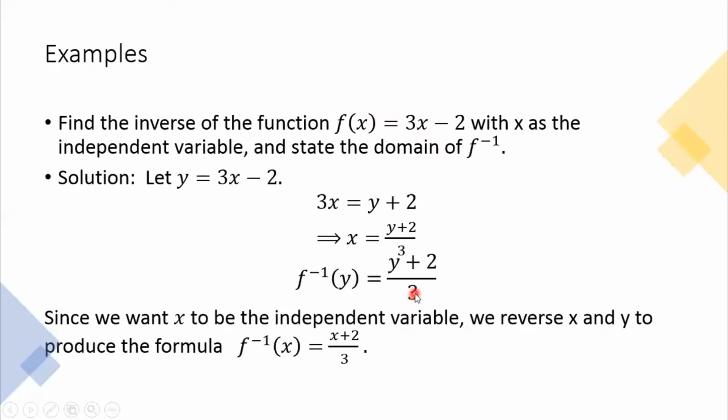So in this case, since we know that the domain of the given function is equal to the range of the inverse function, and the range of the given function is equal to the domain of the inverse function, therefore, since the range of this given function is R, that range becomes the domain of the inverse function. Therefore, the domain of this inverse function is also R, the set of all real numbers. Okay?